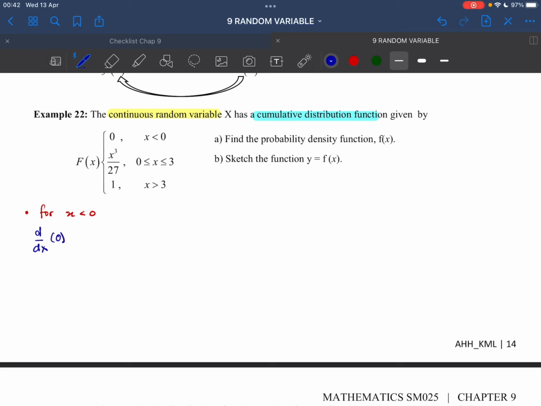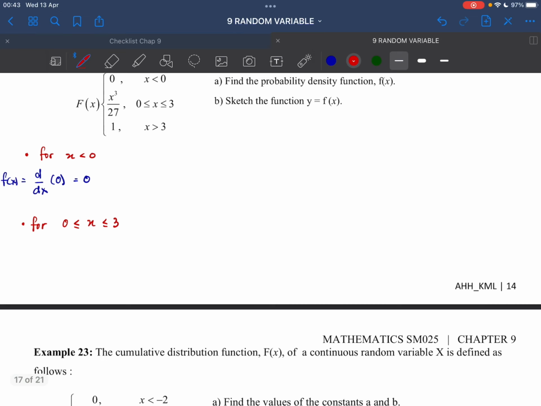Okay, differentiate 0, obviously you get 0. Okay, you have to write this. This is your fx lah. Okay, small f, sebab kita tengah buat PDF. Next, we continue for the next range for x between 0 and 3. So to find the PDF, we have fx equals to differentiate the function given, x cubed over 27. Remember macam mana nak differentiate? Okay, power pindah depan, power tolak 1. Okay, we have over 27, which is here, if we simplify, we have x squared over 9.